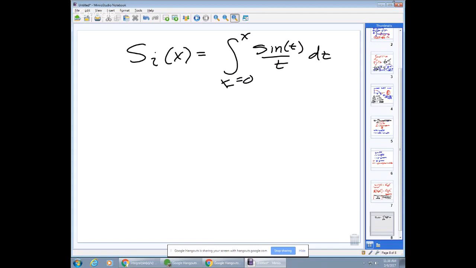Can we answer every question with respect to an integral? No, but we can answer most that people ask these days by either saying, yes, there is a fundamental antiderivative, or no, we've just created a new function. Okay.